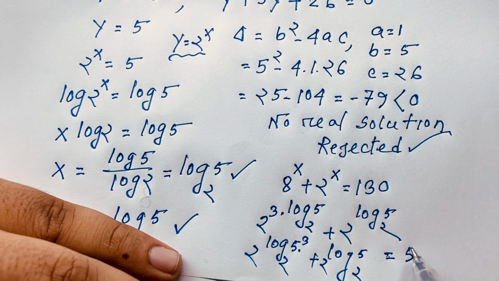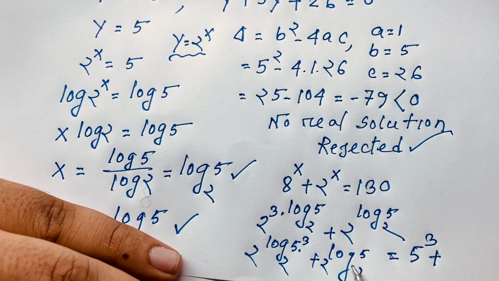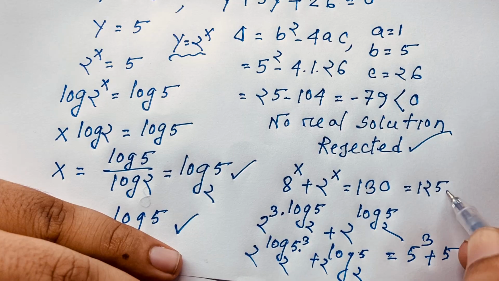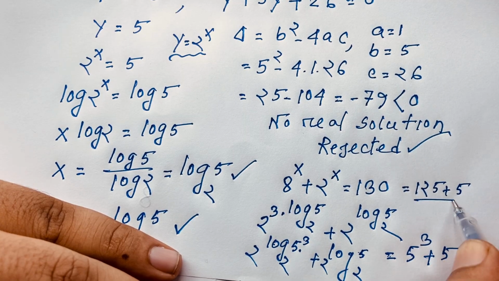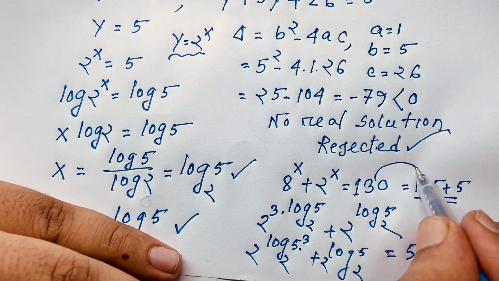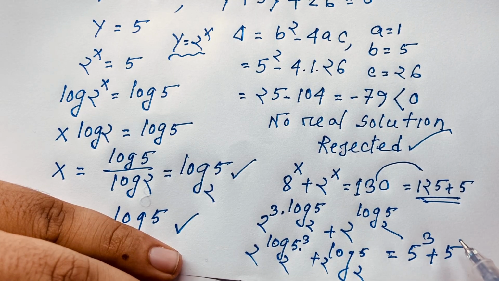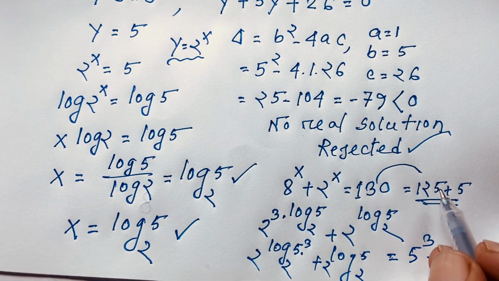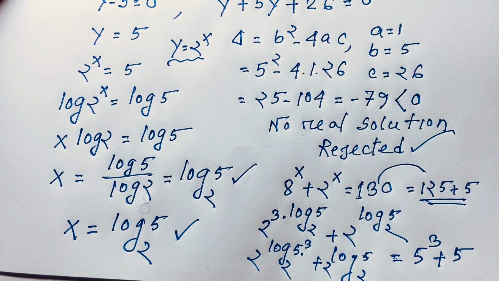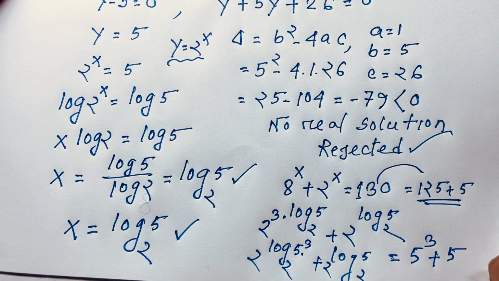So it will be 5 to the power 3 plus 5, and this will be 5 according to the logarithm law. Now 5 to the power 3 is 125, and this is 5, so we can say easily 125 plus 5 is 130. So left hand side and right hand side are both equal. So you can see easily x is equal to log 5 base 2. This is our final answer in this viral maths Olympiad question.